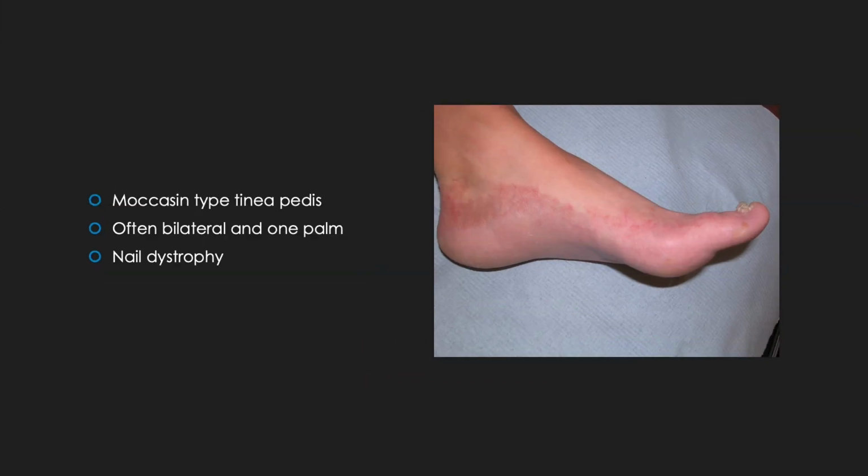Here's another type of Tinea pedis. This is called moccasin type Tinea pedis, and it tends to produce superficial scaling over the sole, but it often then extends up and is obviously marginated on the instep. Again, you can see there's an associated fungal nail dystrophy. This pattern often affects both soles but one hand.